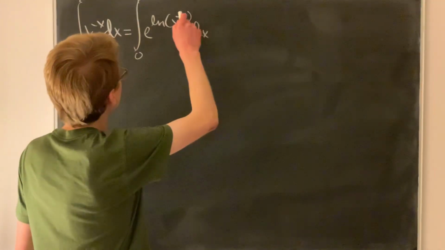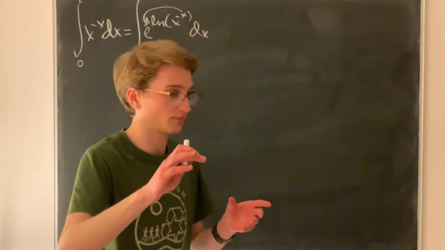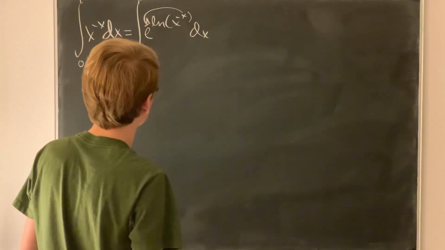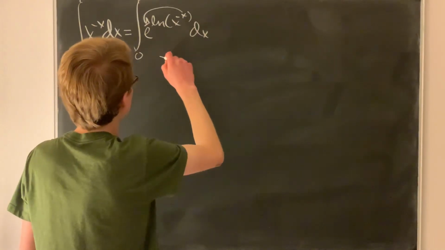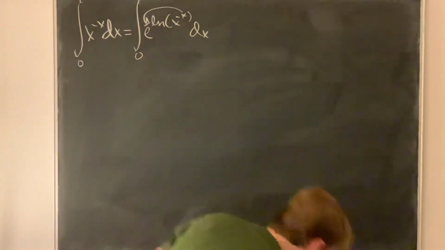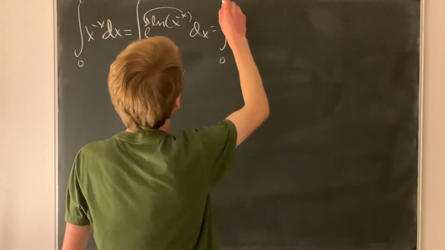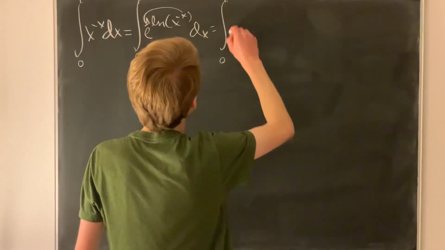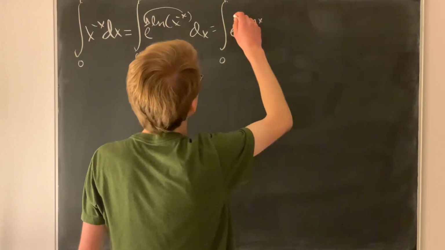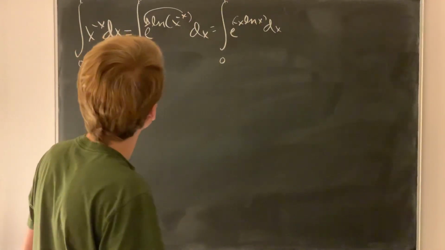And now, if you remember, an interesting property of logarithms is if I have a log of something raised to some power, I can bring that exponent in front of the logarithm. So this will become the integral from 0 to 1 of e to the negative x times the natural log of x dx. Okay, so we've simplified this a little bit more.